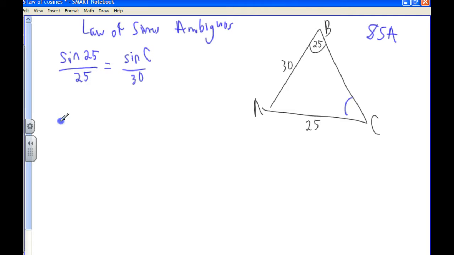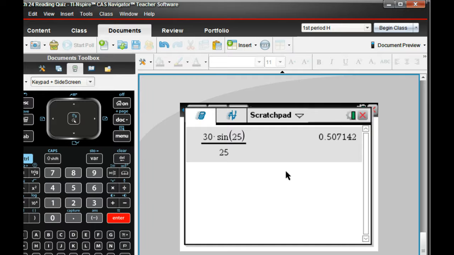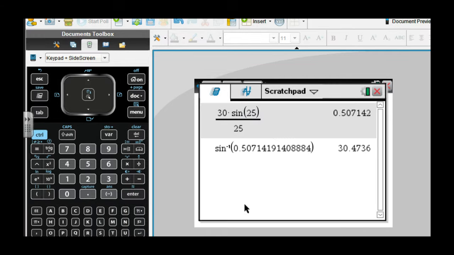We're going to cross multiply and solve that. We won't quite finish. Sine of C equals 30 times the sine of 25. Divide by 25, that cancels. You get sine of C equals. Now you need to get your calculator out, type that in. Okay, so I typed that in the calculator, so I got 0.5071. So then you type in the inverse sine.